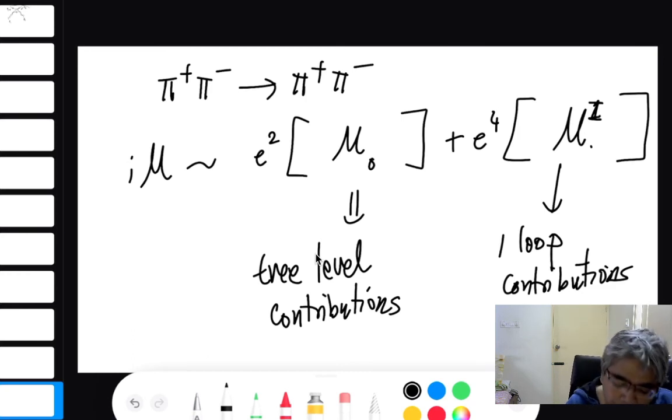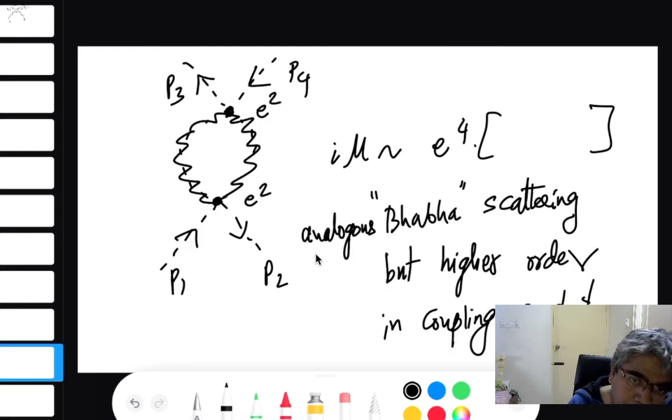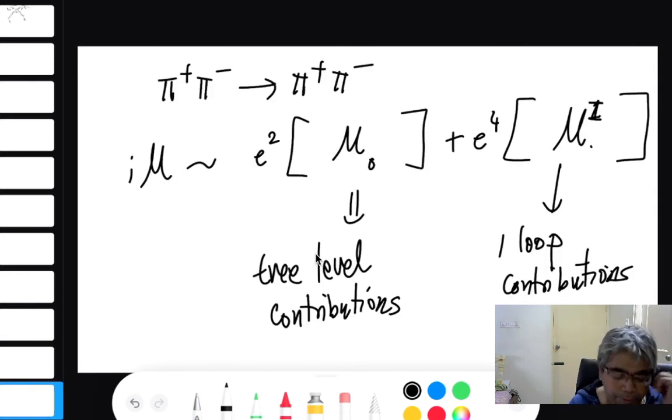Why are these called one loop? Because this thing looks like a loop. Say, for example, this looks like a loop, with the photon essentially. So these are called one-loop contributions.